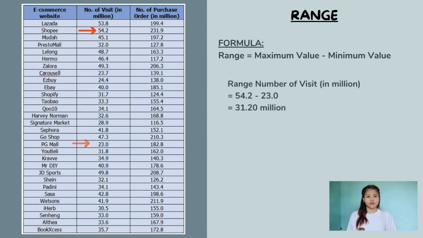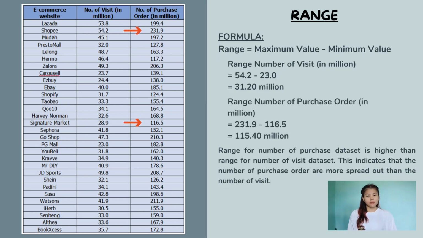The first one is range, where maximum value minus minimum value. The range for number of visits is 31.20 million. Meanwhile, the range for number of purchase orders is 115.40 million. The range for the number of purchase orders dataset is higher than the range for the number of visits dataset. This indicates that the number of purchase orders is more spread out than the number of visits.